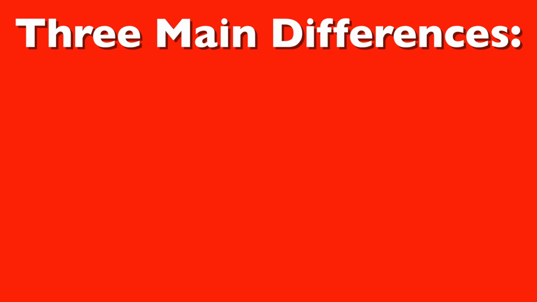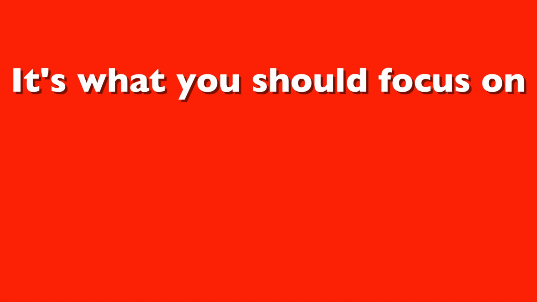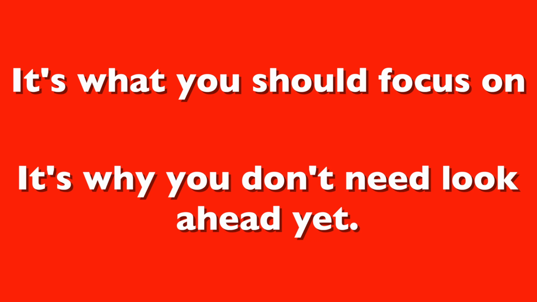There are three main differences that really show what separates a fast solver from a slow one. Let's go over each. The first, and by far the most important difference, is F2L efficiency. This is really what you should be focusing on in order to improve, and it's also the reason that you shouldn't worry about look ahead yet.